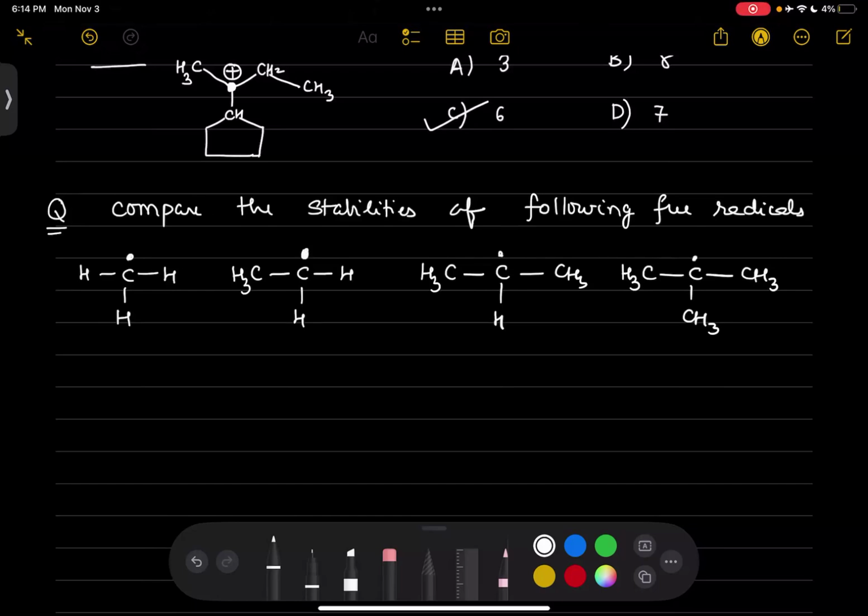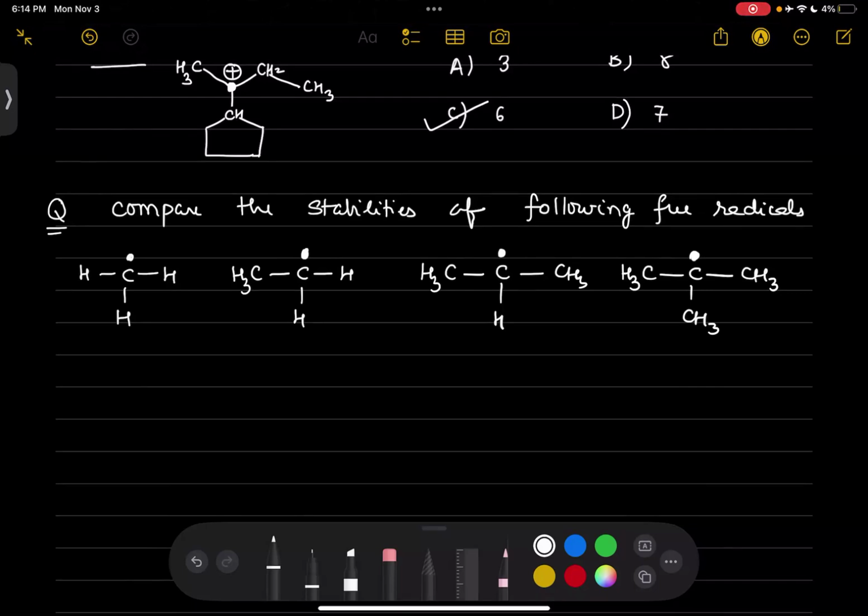Have you understood what free radicals are? You have the structures with the free electrons. Yeah, a single unpaired electron. They are neither positive nor negative. They carry a single unpaired electron. These are intermediates. Okay, they are formed in the reaction. How is a free radical formed?